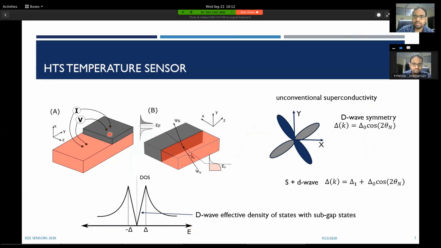Here we show a schematic diagram of our proposed device. So we have the superconductor in orange here, and then the normal metal in black, right? So we have two conditions.